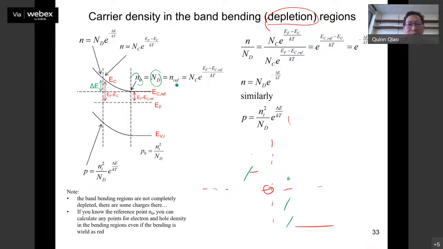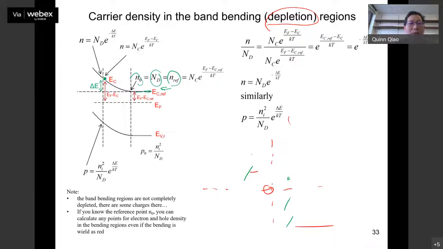If you use the EF, the carrier concentration reference here, and you use this position, the electron concentration, as the reference, that's equal to NC times e to the power of EF minus EC, right? This EC is the reference, because after the interface, the EC increases. That's why I see here EC is the reference, just stay here. As you go deeper into the junction, this EC gets higher, okay? That's why I use this position as the reference.